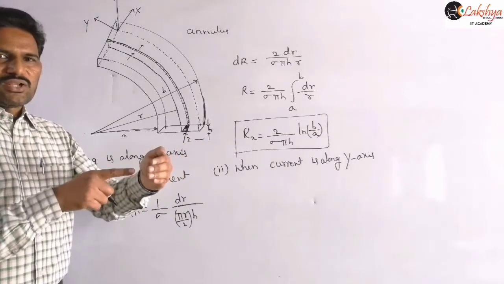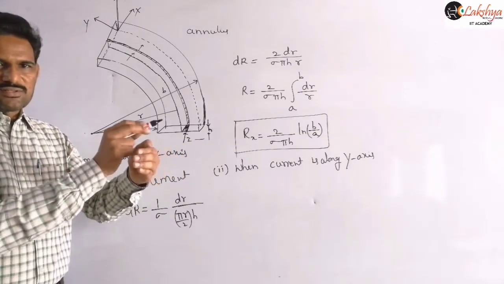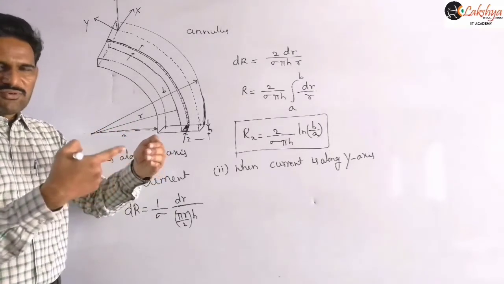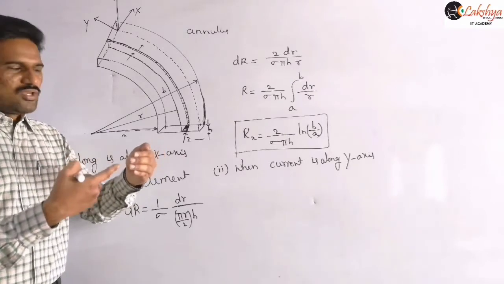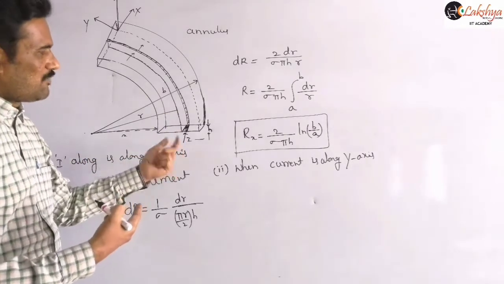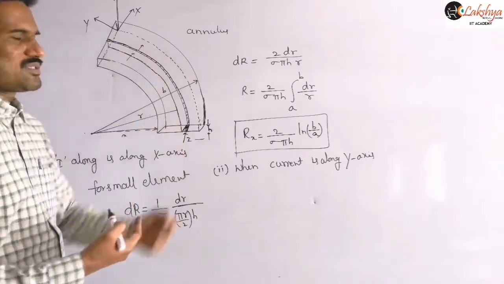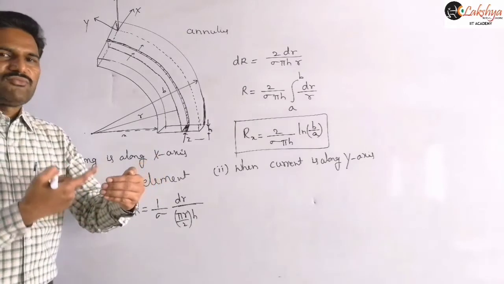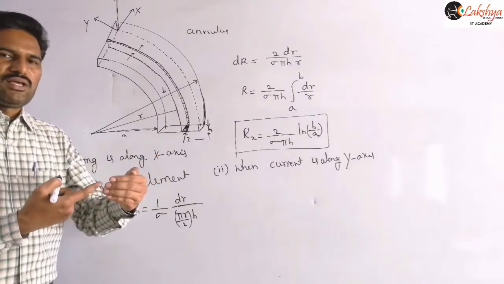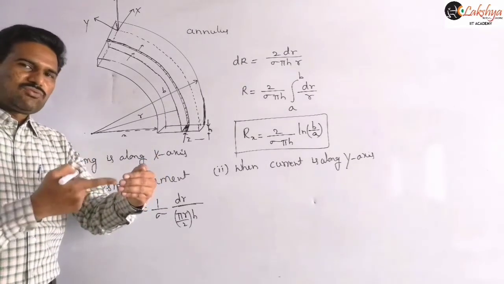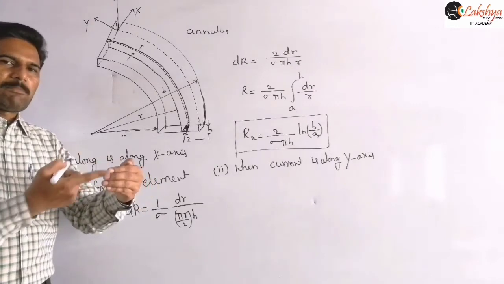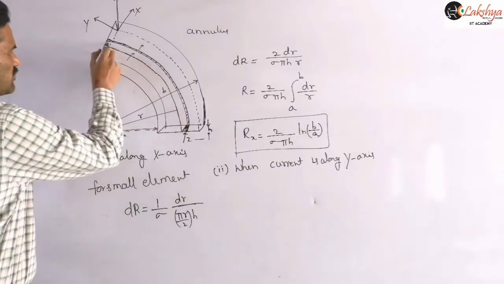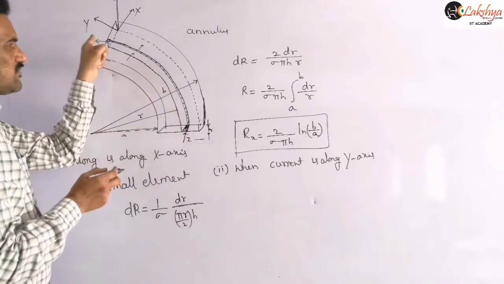So, I am taking the same element only. When current is flowing along the x direction, current is entering like this, right? When current is flowing from one end to the other end of the annular disk, current is entering here. So, when current is flowing along this direction and you are applying this rho L by A formula, L means this total length we need to write. The total length is nothing but pi r by 2, the length through which current is traveling from here to here. It comes out here.